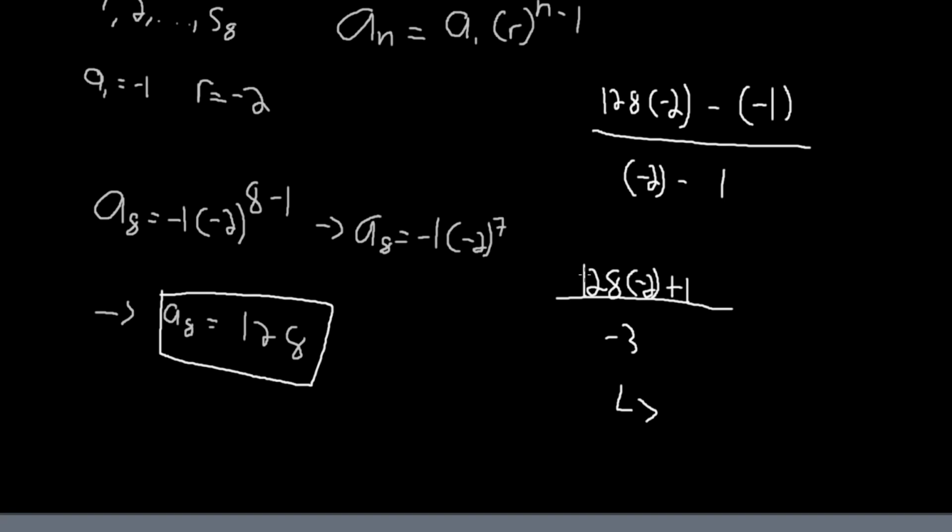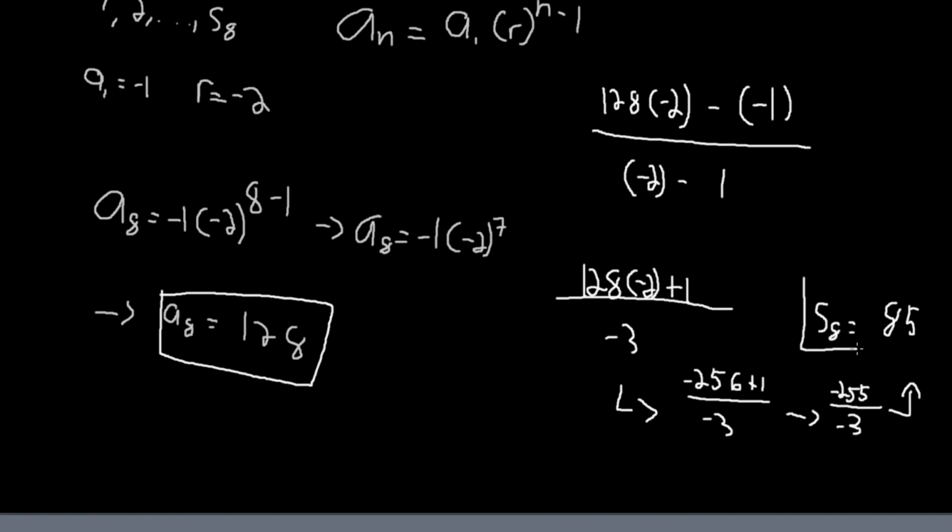Afterwards, we need 128 multiplied by negative 2, which is equal to negative 256, plus 1. Divide that by negative 3. This becomes negative 255. Divide that by negative 3, which then becomes positive 85. So our S sub 8 is equal to positive 85.